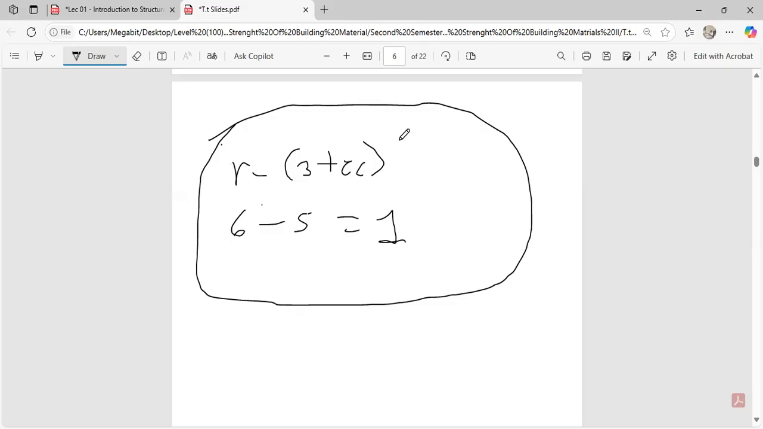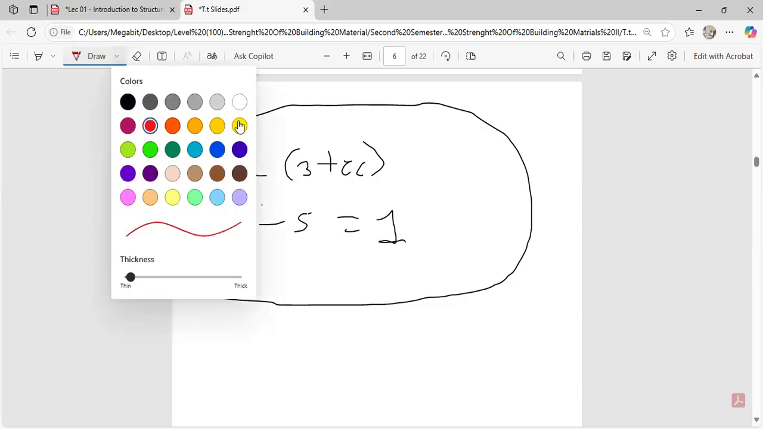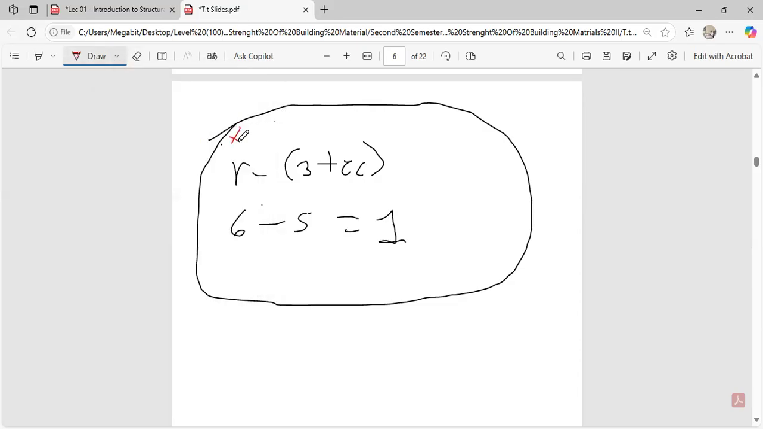So how do we classify the structure at the end of the day? So the degree of static indeterminacy is the first degree. Thank you. So the structure is going to be what? Statically indeterminate to the second degree. To the first degree. It's not second, it's rather going to be to the first degree.